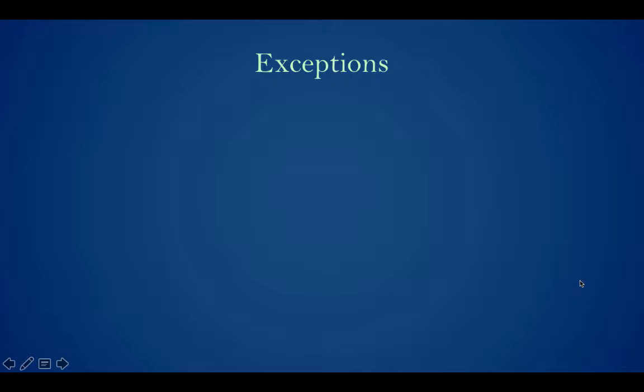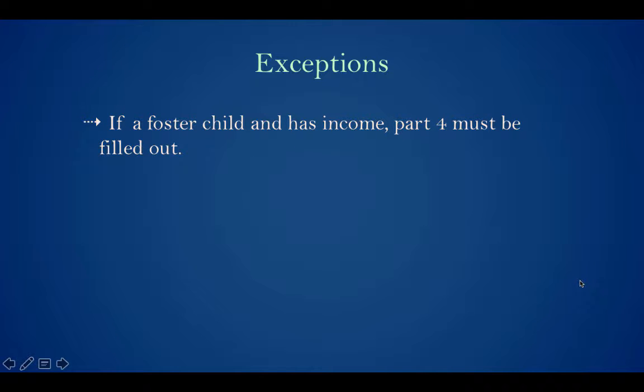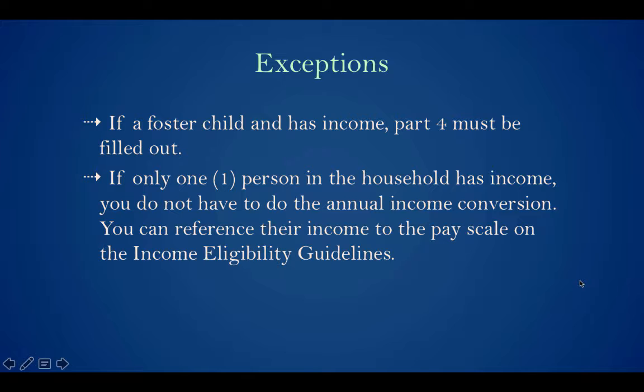There are some exceptions. If a foster child has income and there are other enrolled children on the application, Part 4 must be filled out. If only one person in the household has income, you do not have to do the annual income conversion. You can reference their income schedule to the income eligibility guidelines.